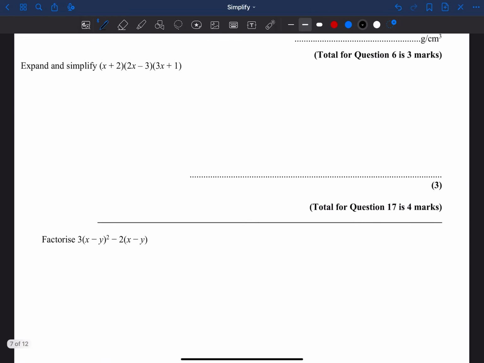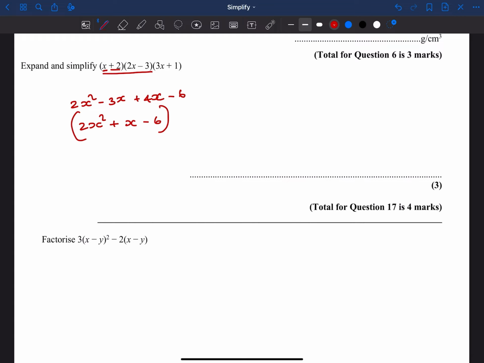Expand and simplify. We will just do as they said. We expand these things. We will start with the x here. X times 2x gives me 2x squared. X times minus 3, minus 3x. We'll do it with a plus 2. Plus 2 times 2x is plus 4x. Plus 2 times minus 3 is minus 6. That gives me 2x squared, minus 3x plus 4x is plus 1x, so plus x minus 6.